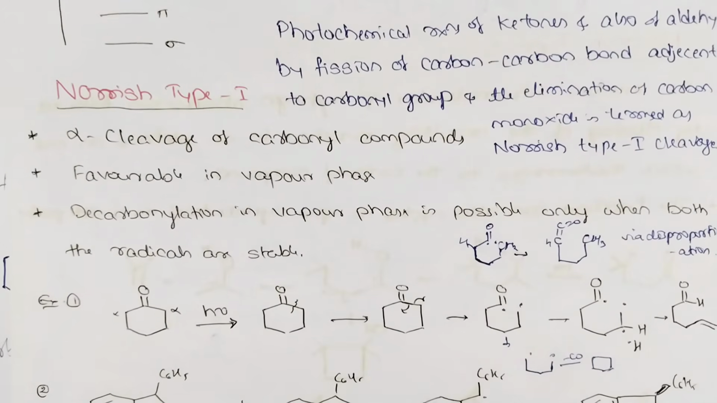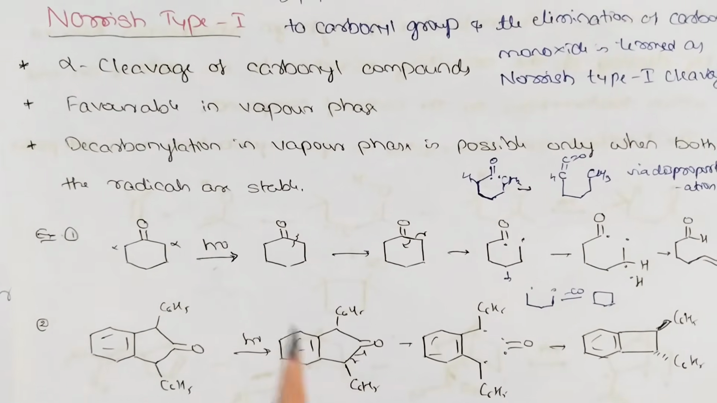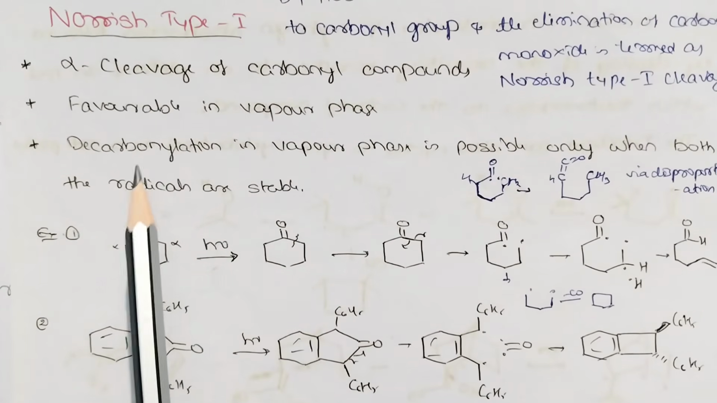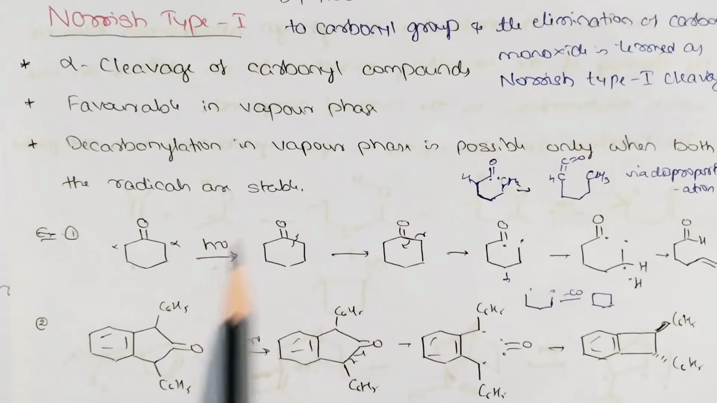Here we shall also get to know two important photochemical reactions: Norrish type 1 and Norrish type 2 reactions. This is Norrish type 1. These are photochemical reactions of ketones and aldehydes by fission of the carbon-carbon bond adjacent to the carbonyl group, and the elimination of carbon monoxide is termed Norrish type 1 reaction. This is alpha cleavage of the carbonyl compound, favorable in the vapor phase. Decarbonylation in the vapor phase is possible only when both the radicals are stable.